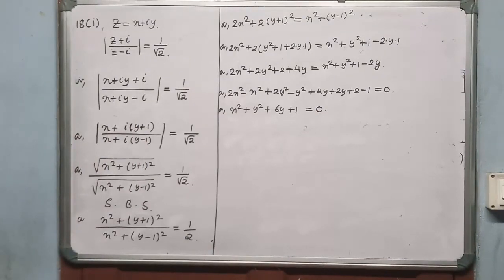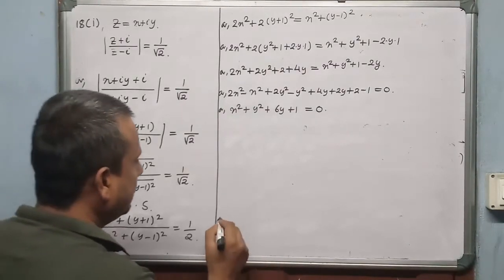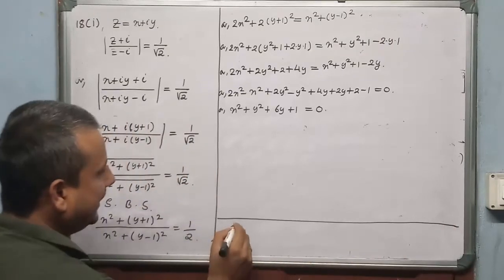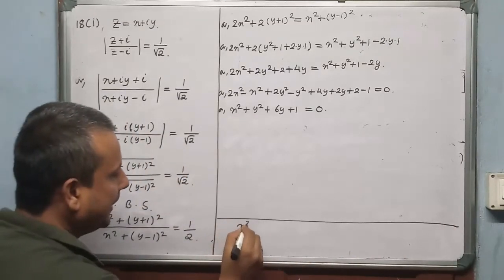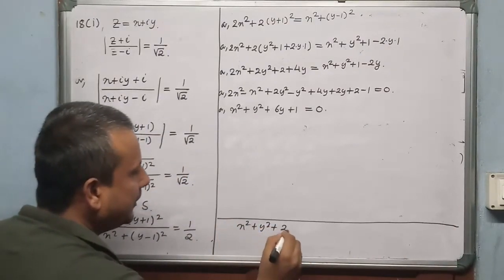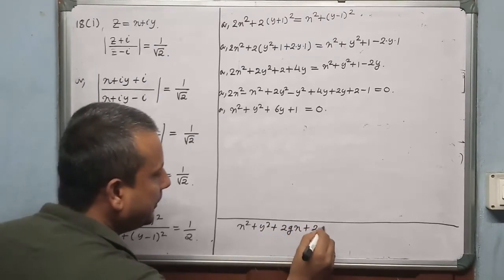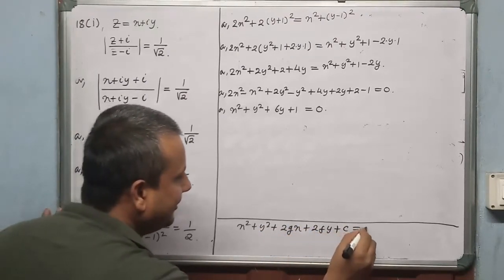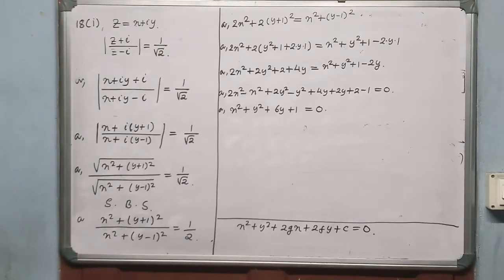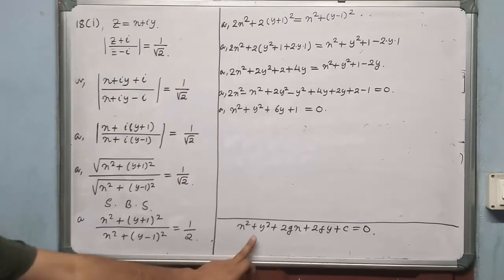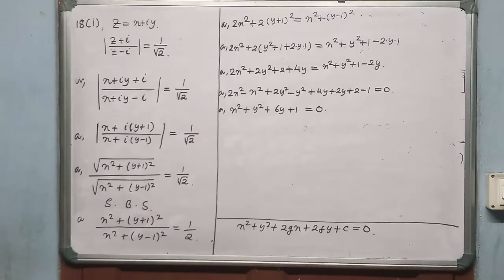Now the locus is x square plus y square plus 6y plus 1 equals 0, which is in terms of this form. I'll do the rough work over here. This equation is of the form x square plus y square plus 2gx plus 2fy plus c equals 0. That means this is a circle. The locus is a circle. Then we'll calculate the values of g and f, to calculate the center and the radius.